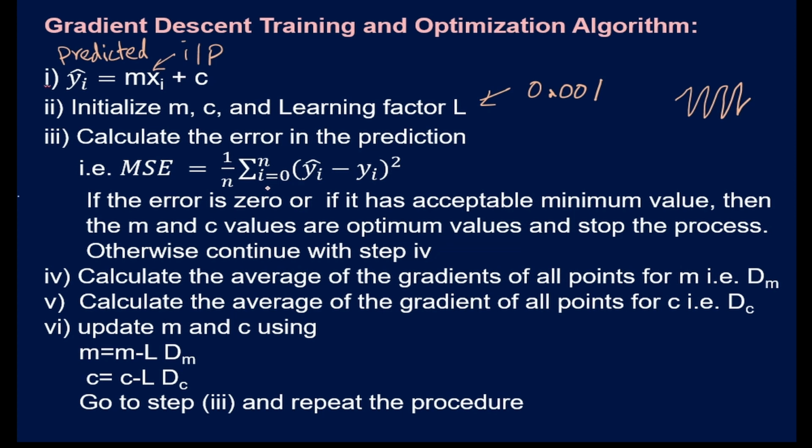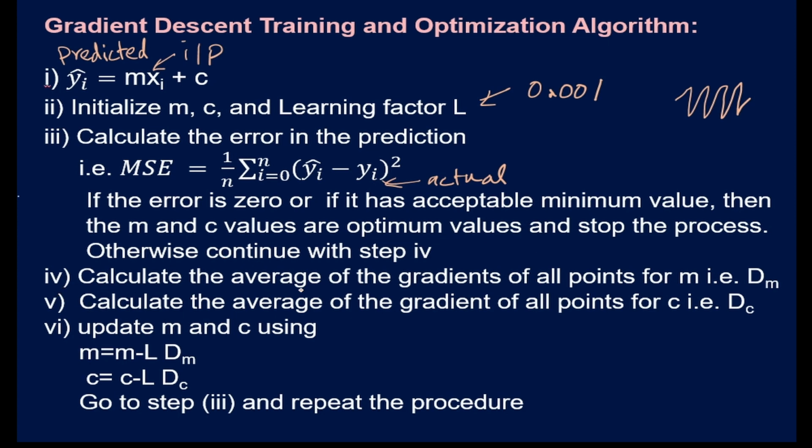That means you are taking each data point, and yi cap you have to find out from this value, and yi is the actual value given in the data set, and the difference is the error. So you find out the error for all the points and take the average. If the average error is 0 or if it has an acceptable minimum value, then the m and c values are optimum values and stop the process. Otherwise, you come to step 4.